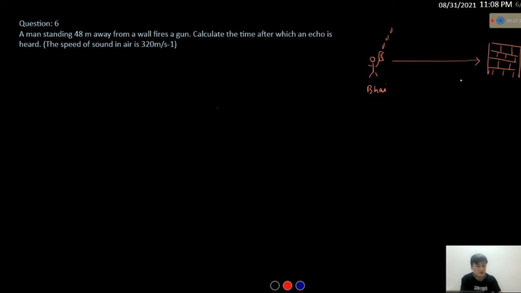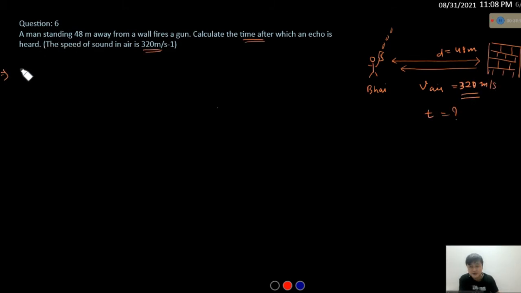He fires a gun, and it travels this distance. And it will return back also, right? But this distance is given. How much is the distance between this? 48 meter is the distance. And here velocity of the sound in air is given, 320 meter per second.